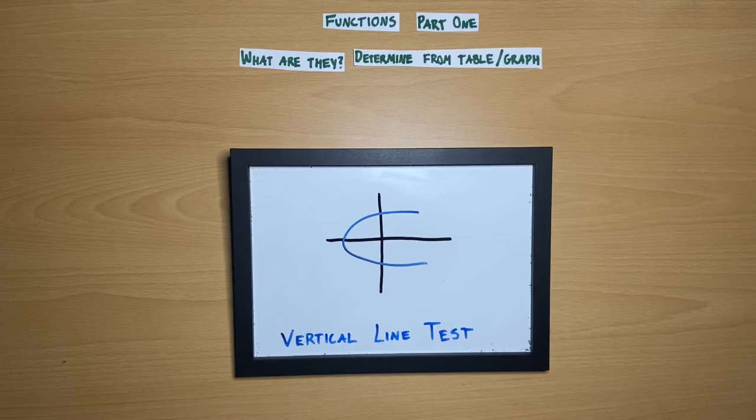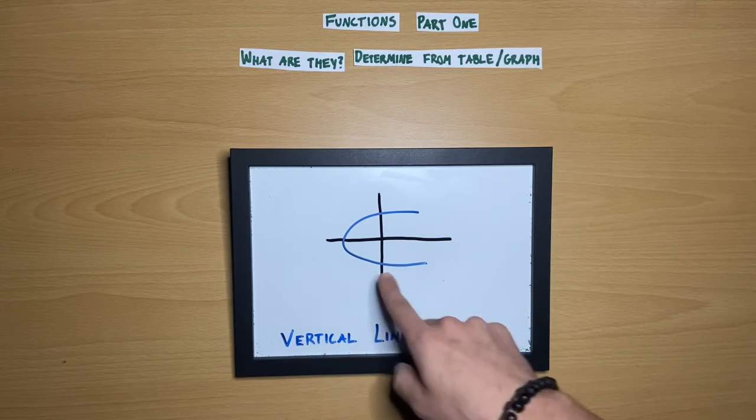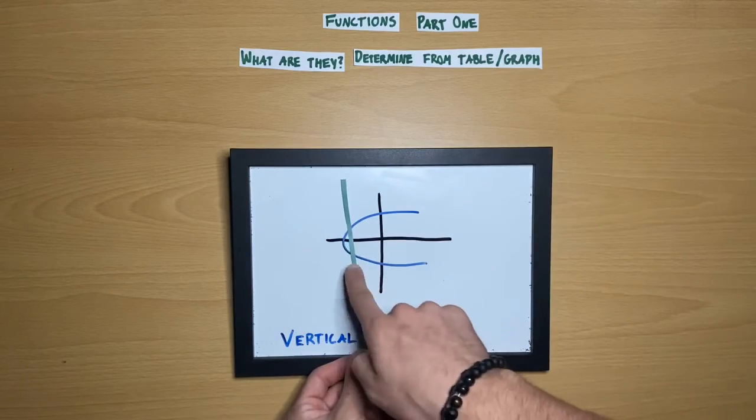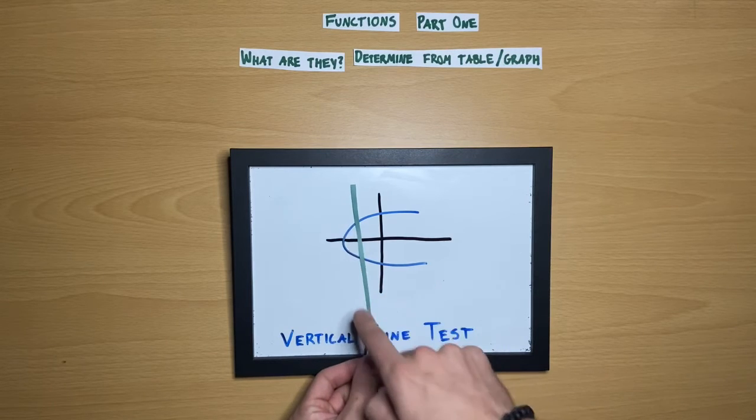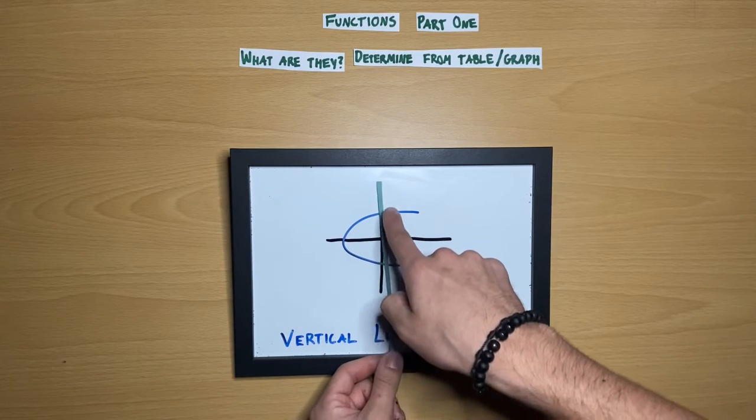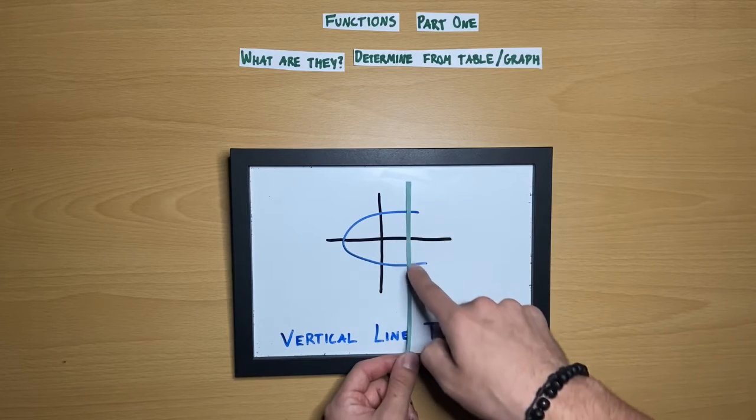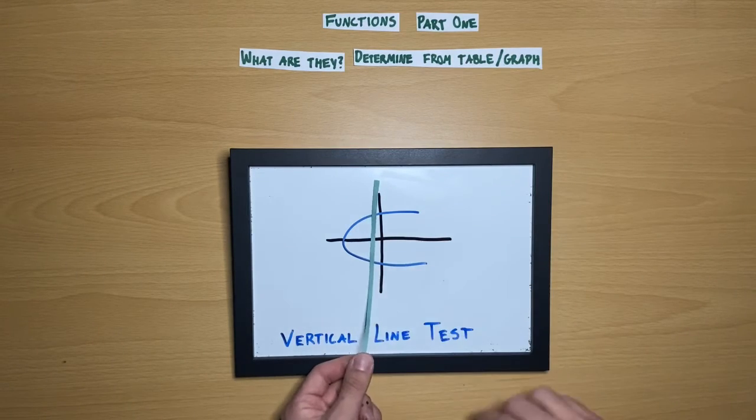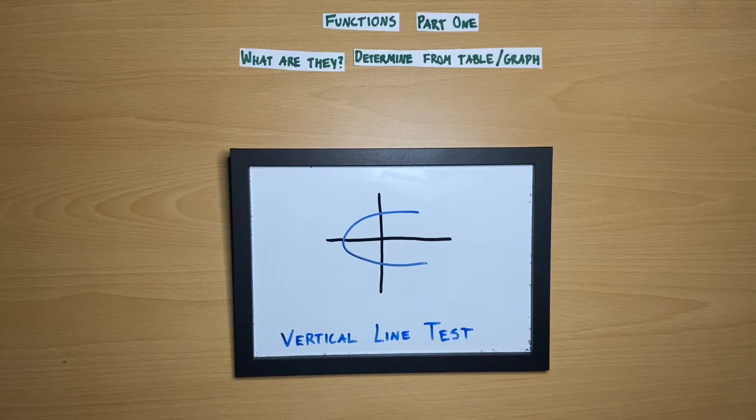Here's another example of a graph. We have this blue line, and if we do our vertical line test again, we can see now that it touches at 2 points. And as soon as it touches 2 points or more than 1 point, we automatically know this graph is not a function because it did not pass the vertical line test.